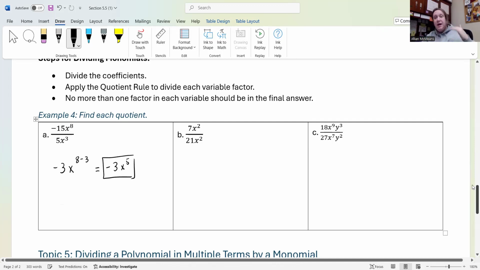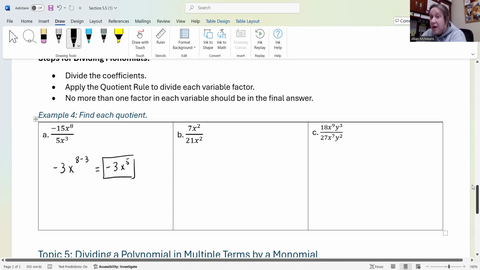And just remember, those 3 x's in the denominator cancel 3 of the 8 x's in the numerator, leaving 5 x's in the numerator. Okay, part B, we have 7x squared over 21x squared. Well, be careful with your 7 and 21. I see students do this all the time. They divide and they do 21 divided by 7, which is really backwards. It's upside down.